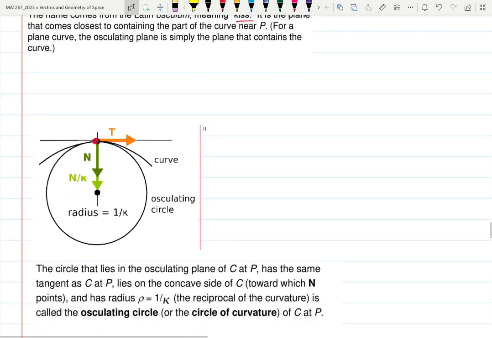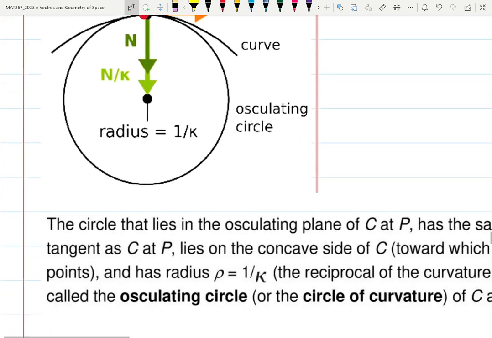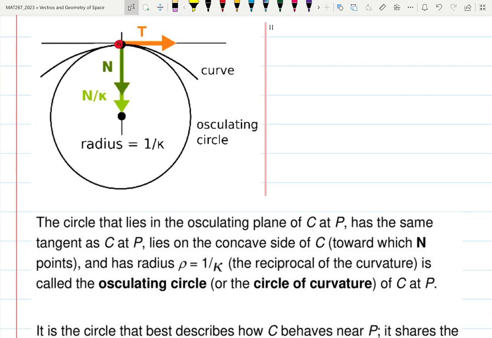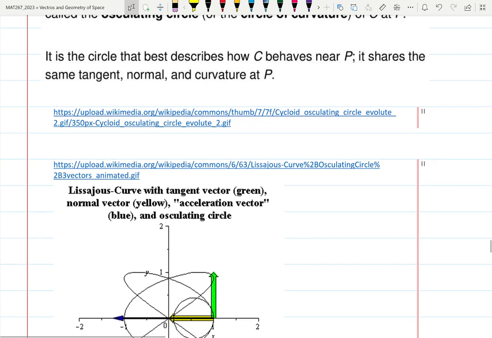Finally, let's see. Here's a nice application with a graph. You don't have to write this down either. You will see it in your homework. The circle that lies on the osculating plane has the same tangent as C, and the same concave side. So you can actually figure out the curvature of something using the circle, and T is the one that touches the curve, and it's perpendicular. So it gives you lots of information.